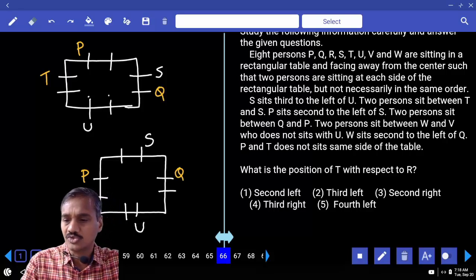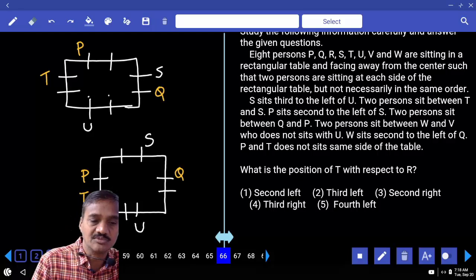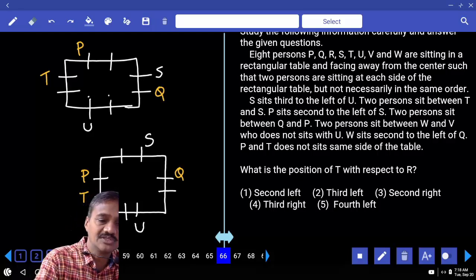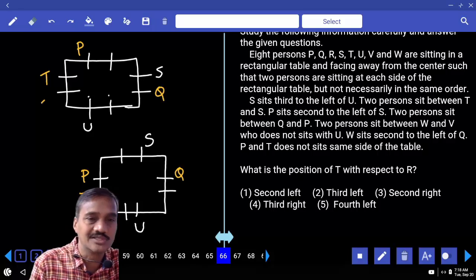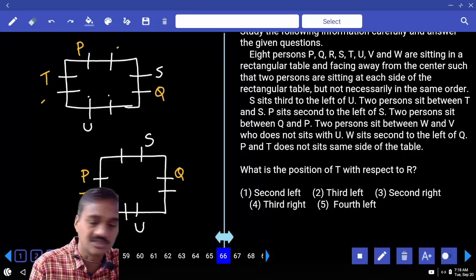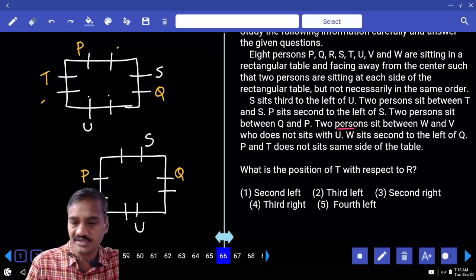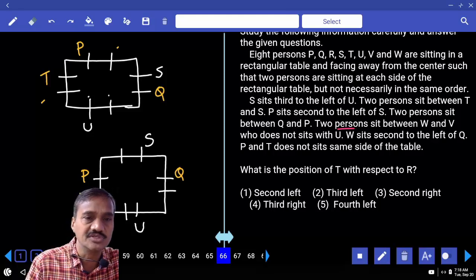There are 2 persons between W and V, and V does not sit adjacent to U. As 2 persons are between W and V, can we have W or V at this place? If one is here, then 1, 2, the other person will be at this place. V and U are not adjacent to each other.